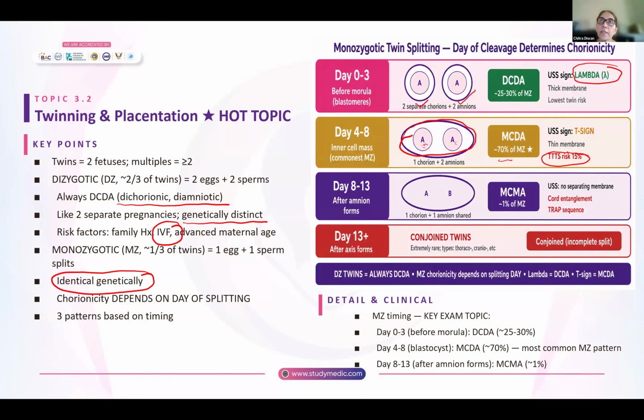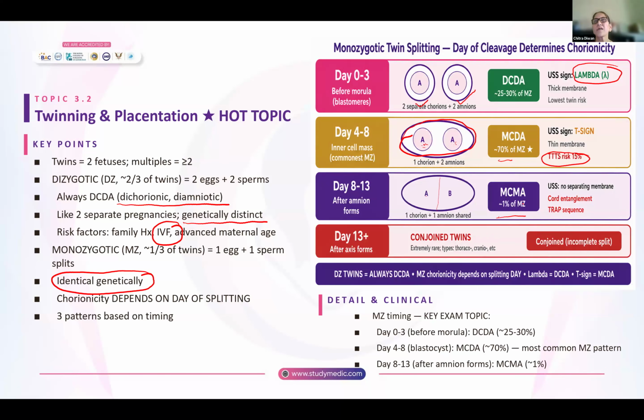Now, if splitting occurs after day 8, remember, after day 8 the chorion is already formed and the amnion is already formed. So you will get only splitting up of the inner cell mass. You will get two twins here, and there will be no dividing membrane, because the amnion has already been formed and only the inner cell mass is splitting up. This is something very rare. MCMA twins are only about 1% of monozygotic twins. There you will not see any separating membrane on ultrasound.